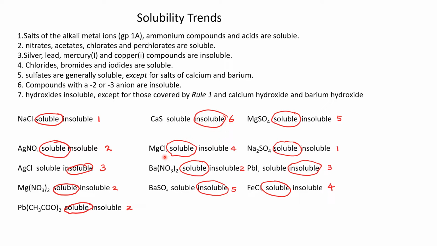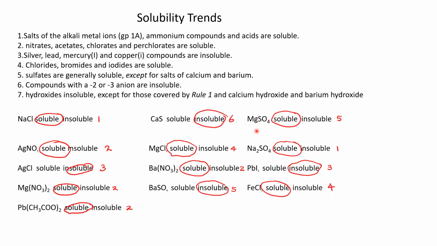Magnesium chloride. Rule number 4 says chlorides are soluble. Barium nitrate. Number 2 says nitrates are soluble. Barium sulfate. Number 5 says sulfates are soluble. However, except for calcium and barium. That means barium sulfate is insoluble.